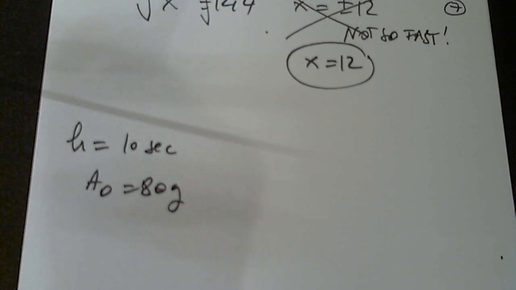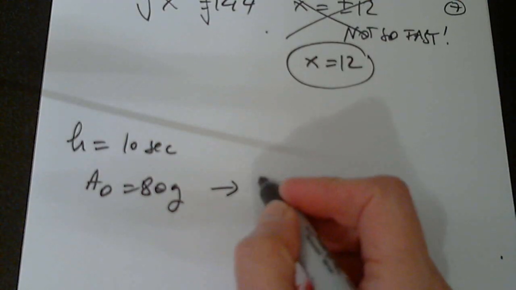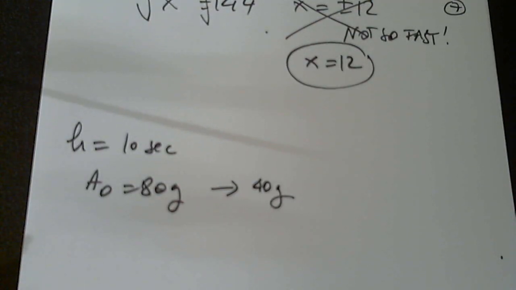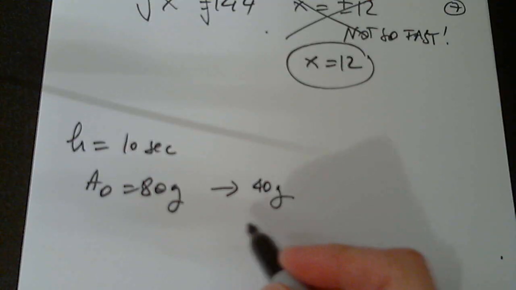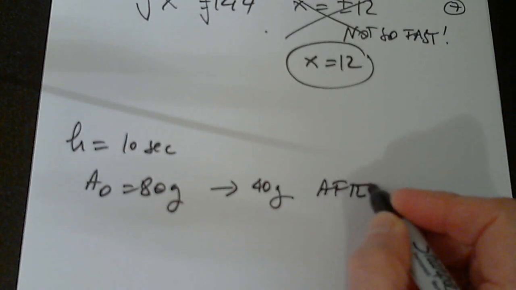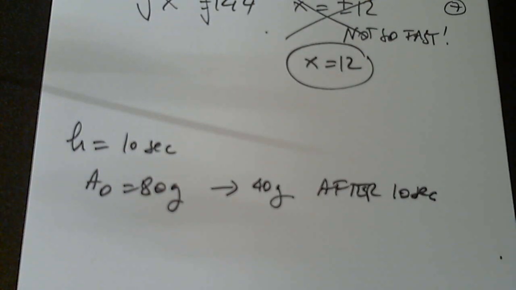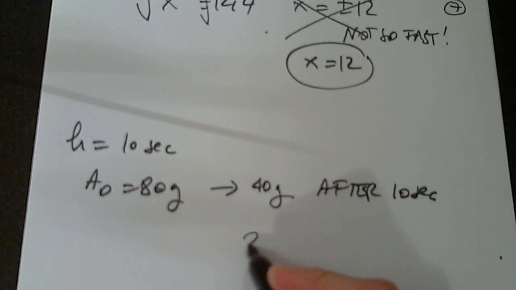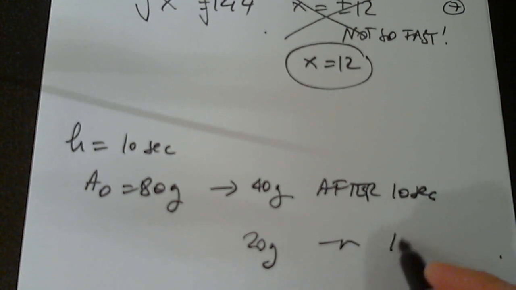are present after 10 seconds. So, of course, after 10 seconds is half of that. So after 10 seconds, it's going to be 40 grams. After 20 seconds, so this is after 10 seconds, because that's the half-life. After 20 seconds, it's going to be half of 40. So it's going to be 20 grams after 20 seconds.